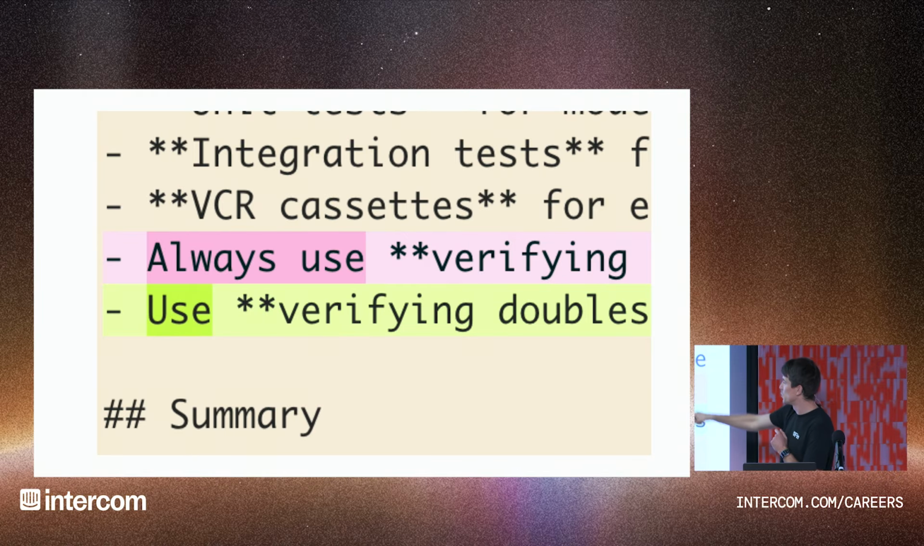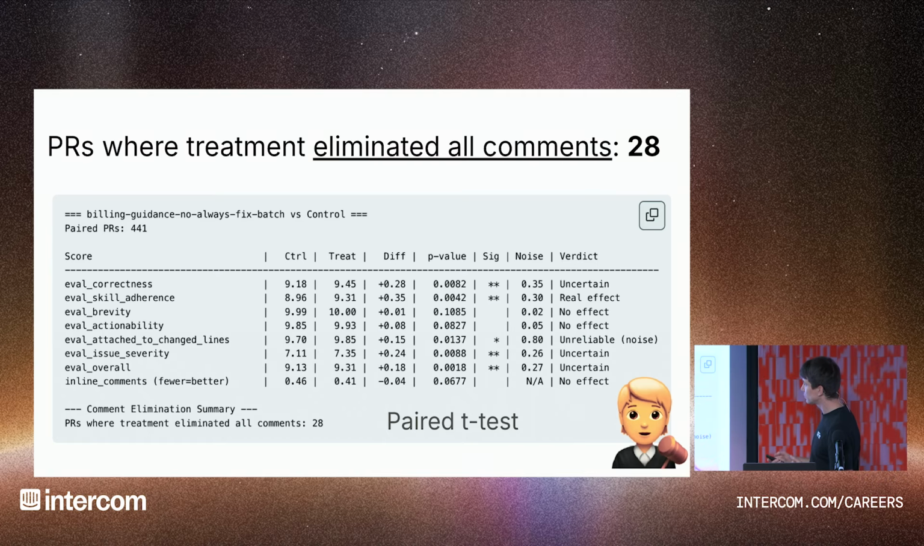So if you replace "always use" with "use", you literally change one single word in the skill guidance for the code review bot. And then when we reran the tests, we were able to eliminate all comments from 28 PRs. So the severity of the comments went up, and it was statistically significant, and blah, blah, blah, but it was really good. So we were able to use the judge to iterate on the guidance itself and increase the quality of the comments that the code review bot was producing.